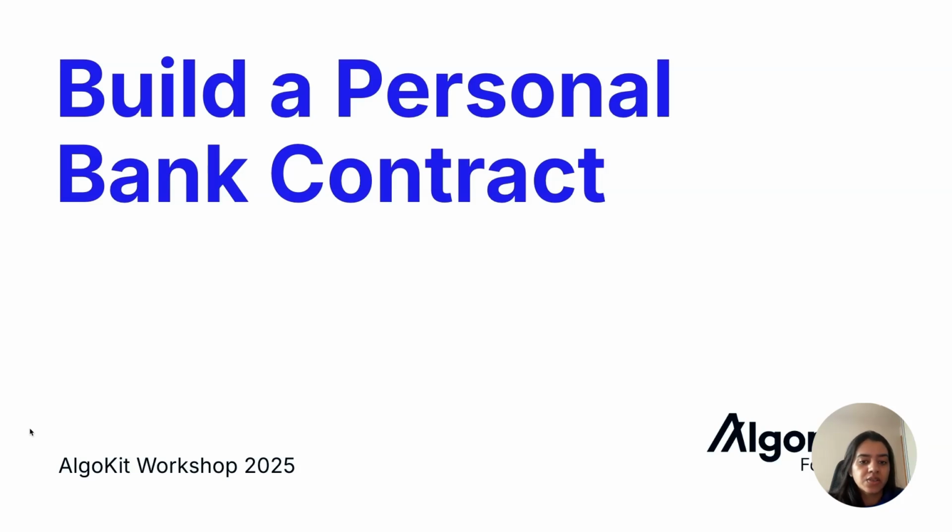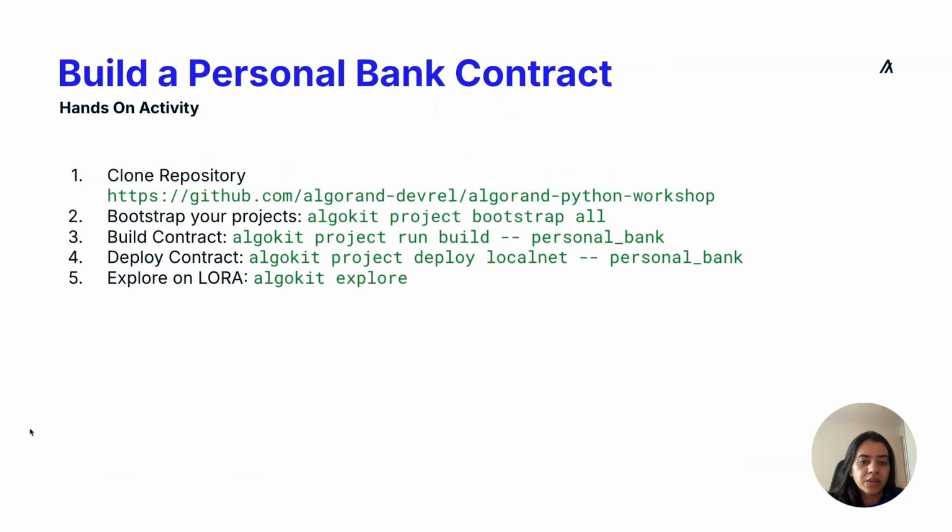Our goal here is to create a decentralized personal bank application where users can deposit and withdraw Algo securely on chain. Here's what our personal bank will do: it will accept deposits from users, track each user's balance securely, and allow users to withdraw their full balance, all while being completely decentralized and trustless.